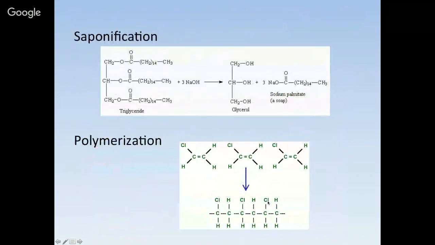Very good. There's two other ones. Saponification is another one that you want to know. The key word you want to watch out for here is soap. So saponification, you're always going to be reacting some type of fatty acid with a base. So NaOH is a base. Why isn't that an alcohol? It has the OH. We were just saying OH is an alcohol.